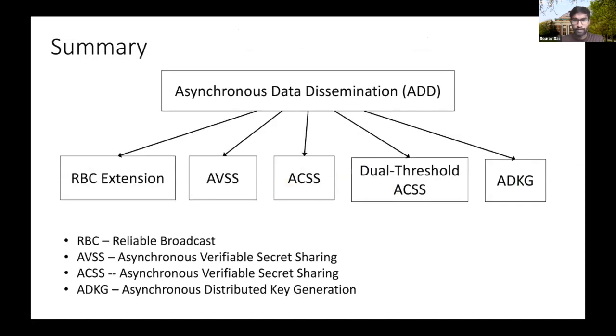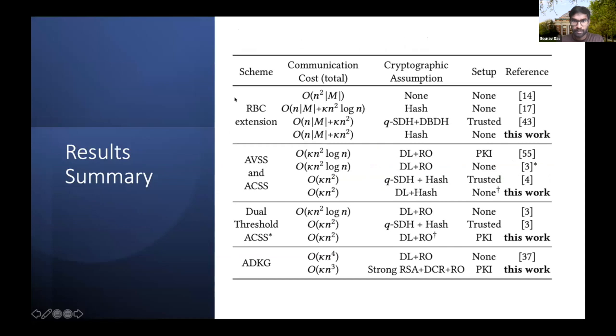Again, in summary, we propose and design ADD, and then we show how we can use ADD to improve reliable broadcasts, ABSS, ACSS, and many other things. So this is the concrete communication cost. We can shave off a factor of log n from most of these.